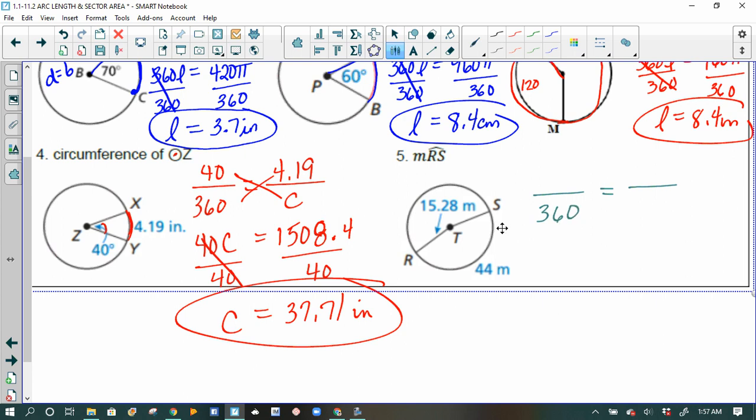360 always goes here. My radius is 15.28, and they want me to find the measure of this arc. So they want the measure of this arc right here. So this is what they're looking for. They're looking for the arc. The arc length is 44 because they're wanting this arc right here. The circumference is pi times the diameter. So pi times the diameter. So 15.28 times 2 is 30.56.